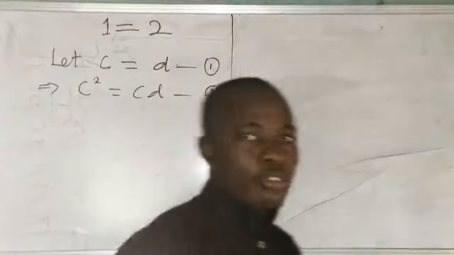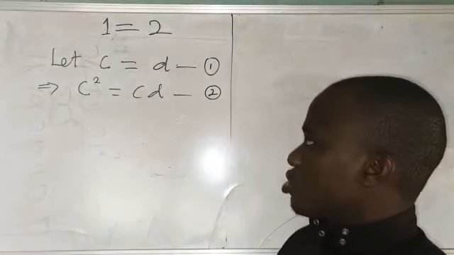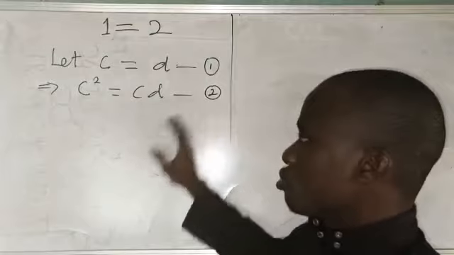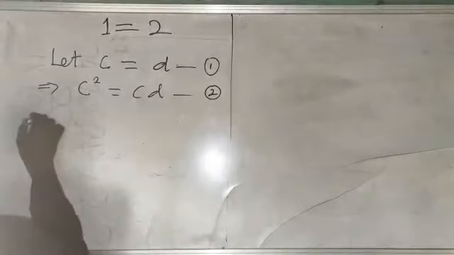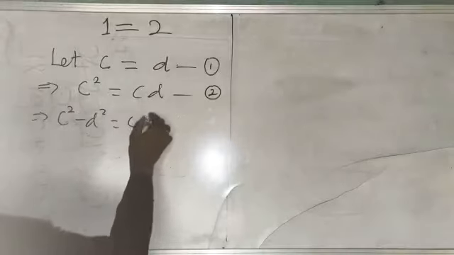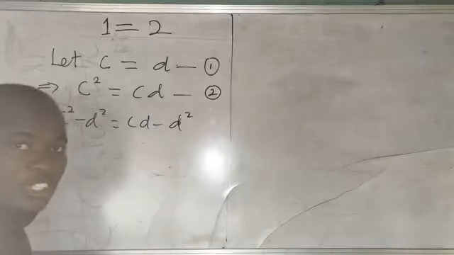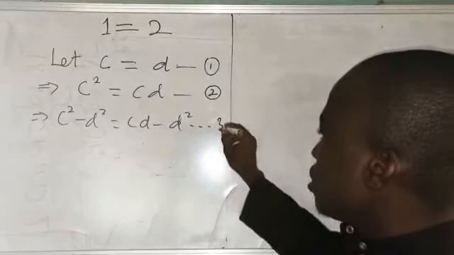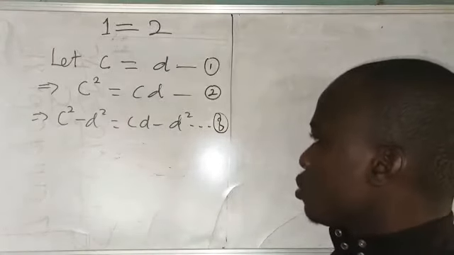Now from equation 2, we subtract D squared from both sides. So we have C squared minus D squared equals CD minus D squared. Are you getting what I'm doing? Let's name this equation 3.